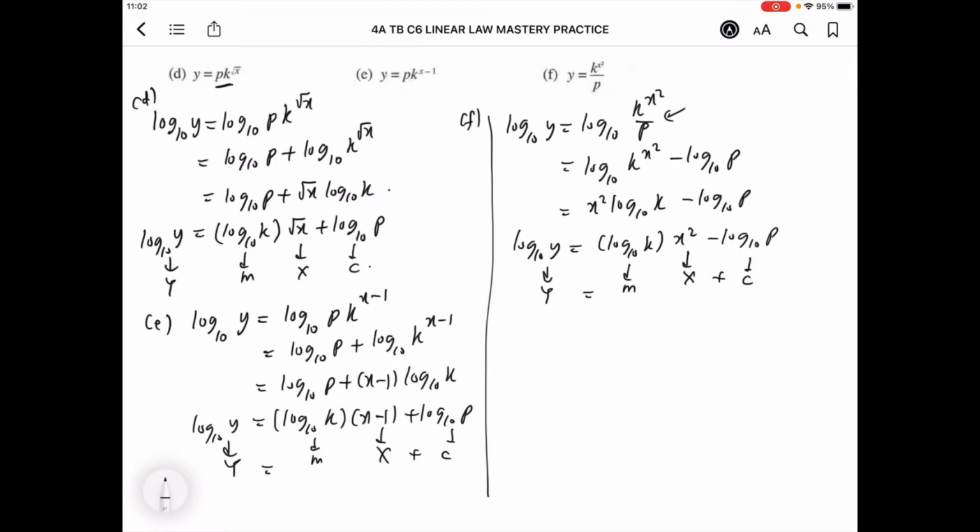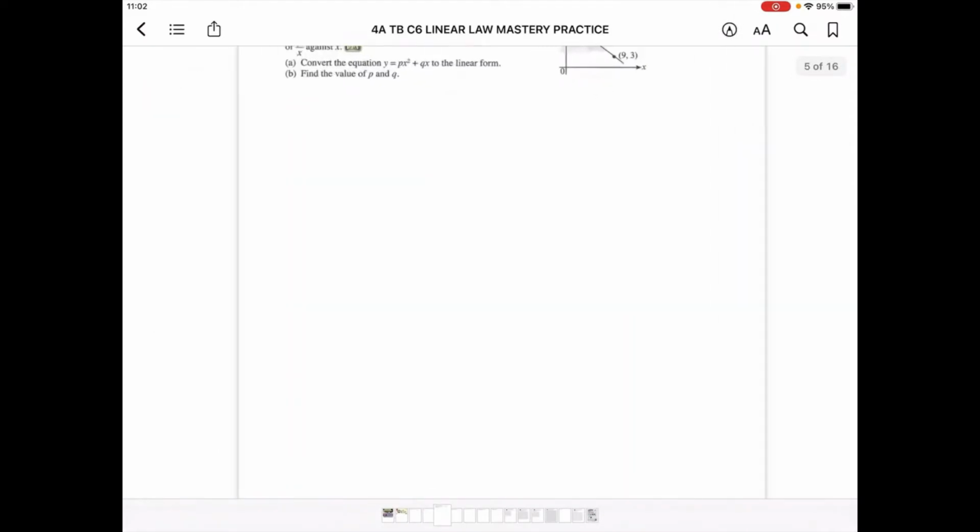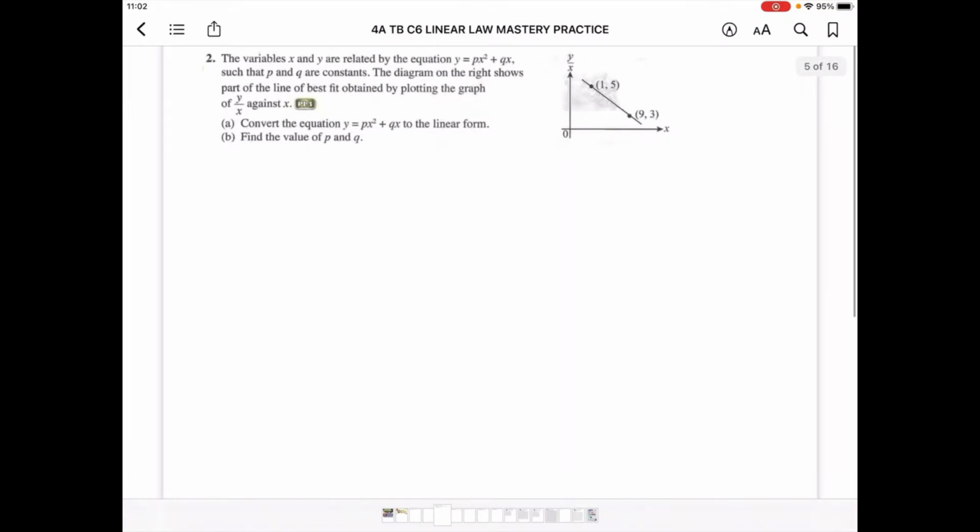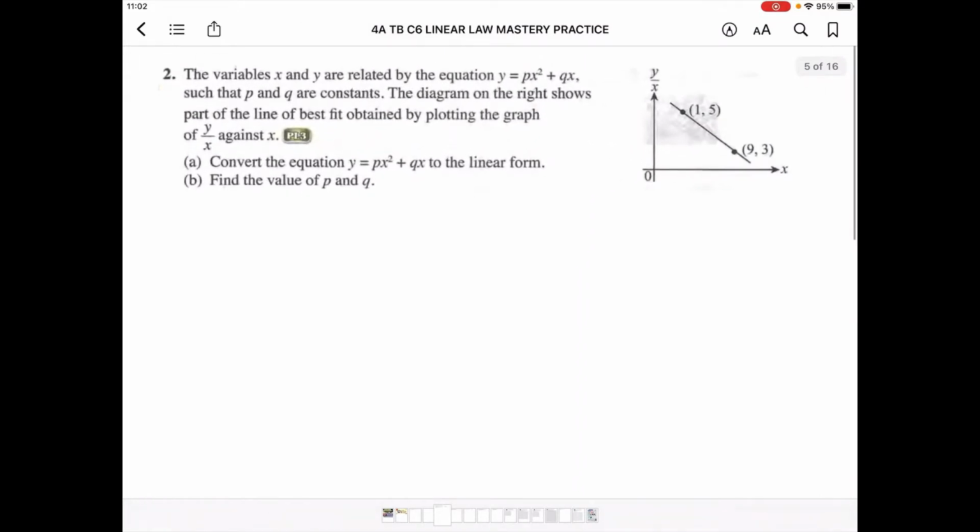All right, let's move on. The next question is question number 2. Variables x and y are related by this equation, y equals bx squared plus qx, such that p and q are constants. The diagram shows the line of best fit obtained by plotting y over x against x. So they already told us what we need to do to convert to linear form, that is to take this equation and divide by x.